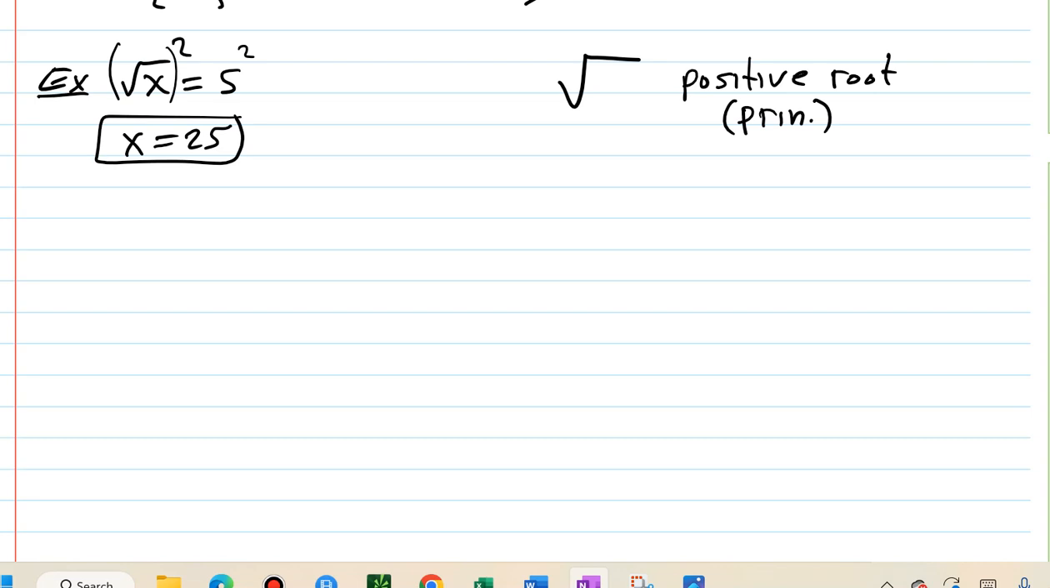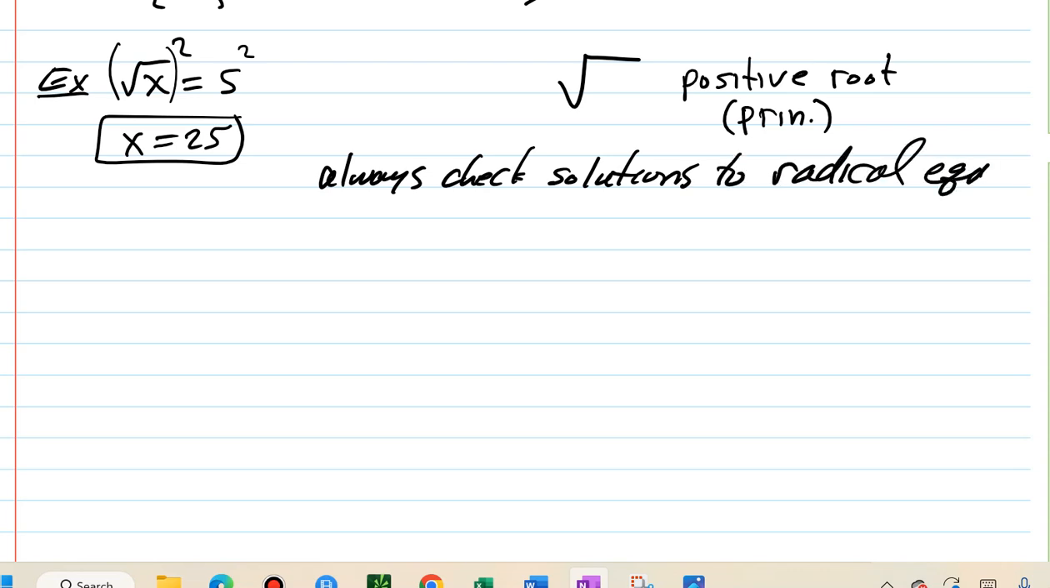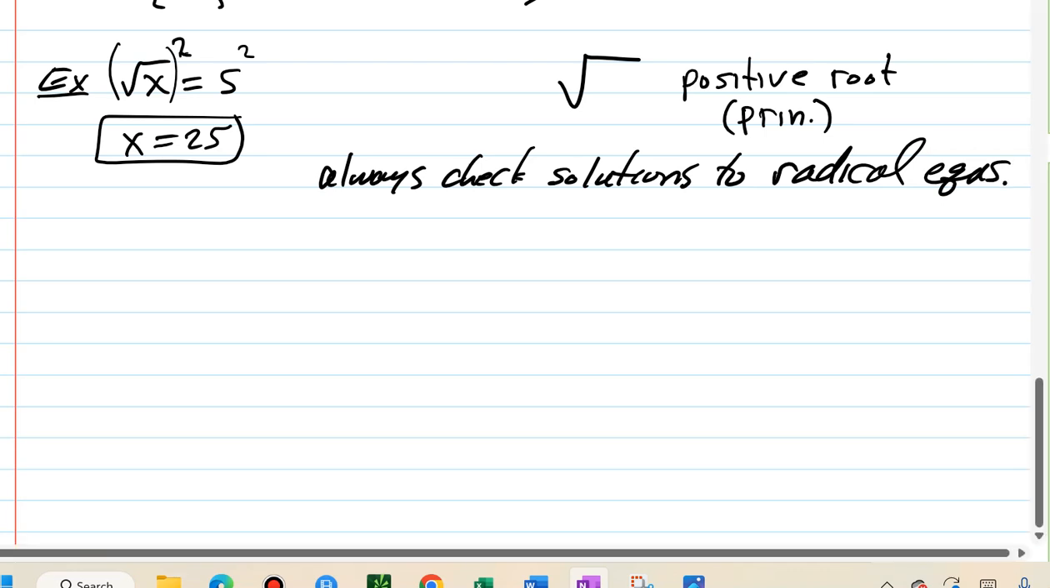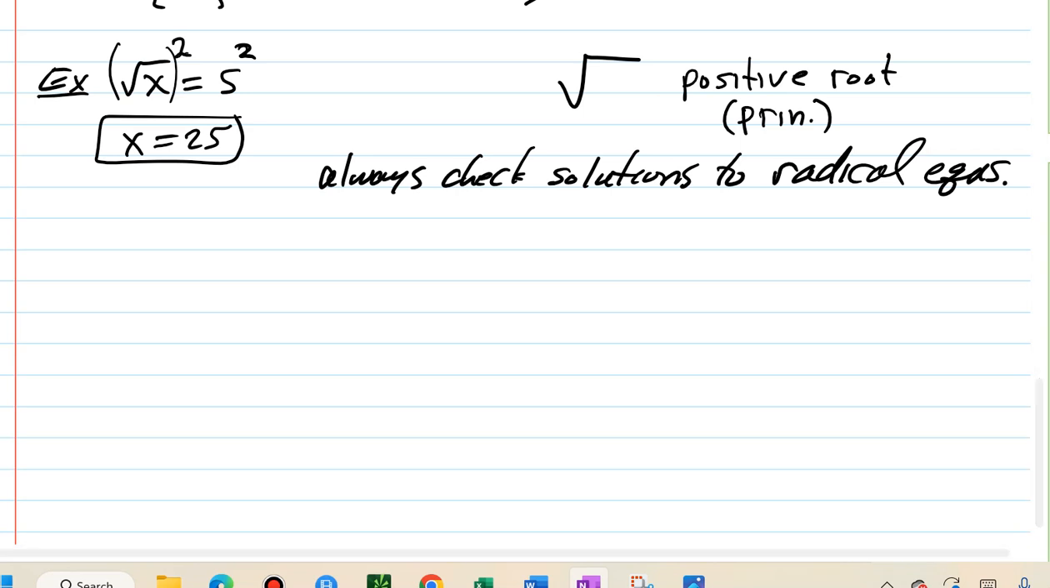Now, for radical equations, we always check solutions to radical equations. And the reason is because sometimes when we do this business of squaring both sides, what happens is that we create extraneous solutions. Okay, what I've done here, by the way, is called the power property. Let me write this. The power property of equations.